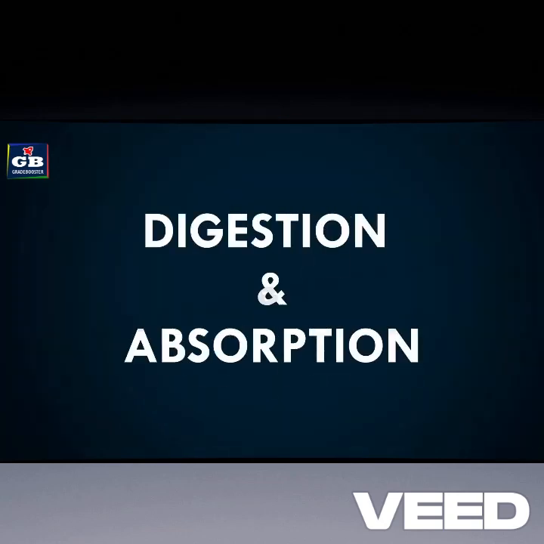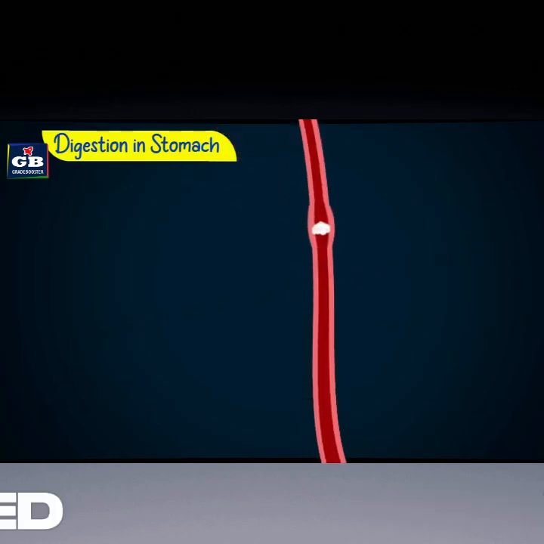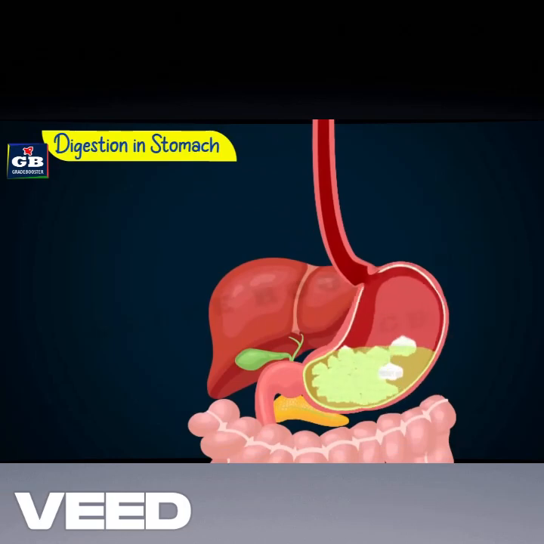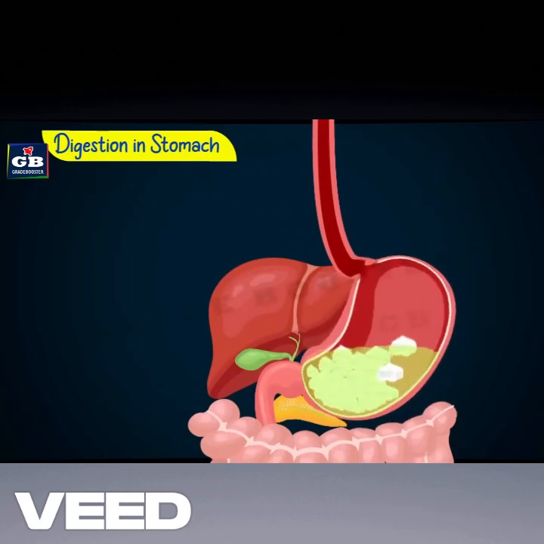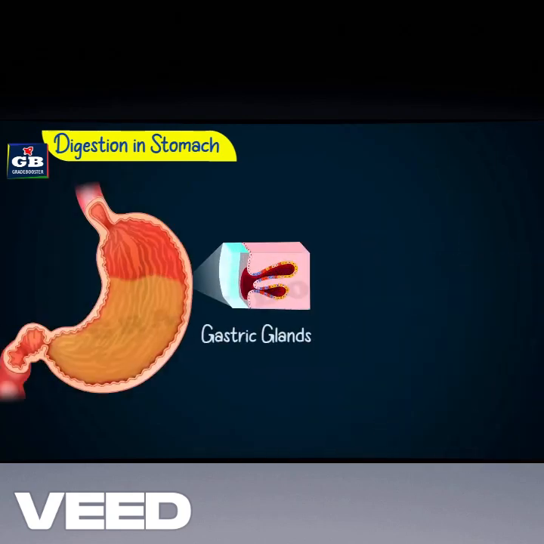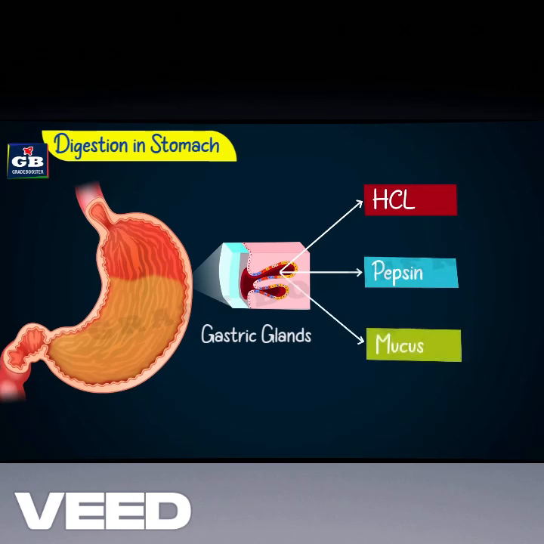Digestion and absorption. Food from the mouth enters the stomach through the esophagus. The stomach is a bag-like organ. It expands when food enters into it. The walls of the stomach have gastric glands. These gastric glands secrete HCl, pepsin and mucus.